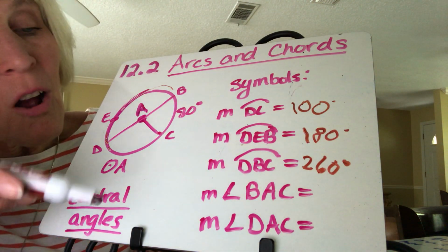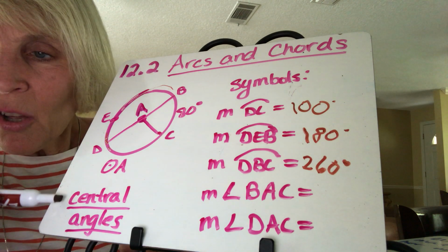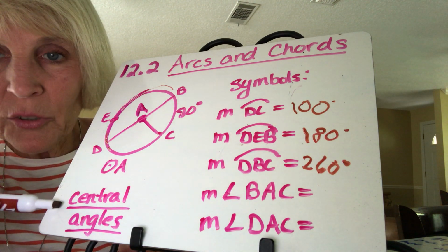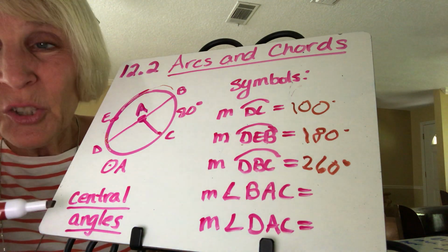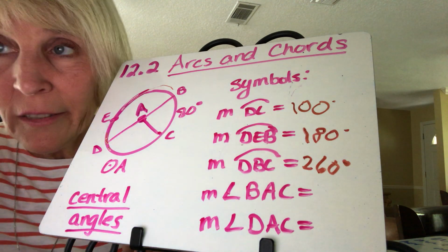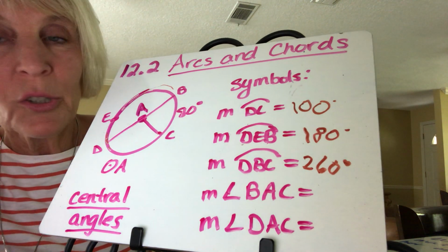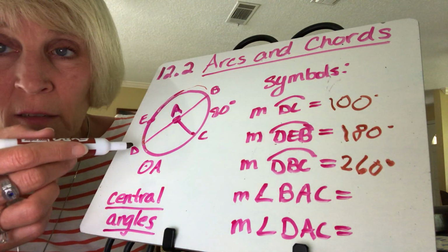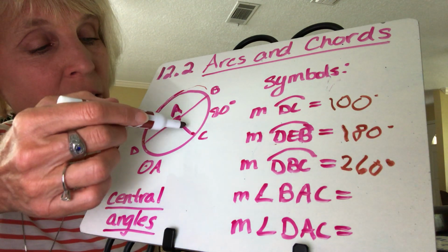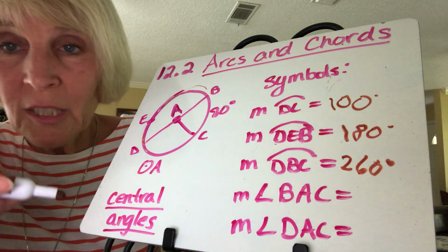Okay, and then we look at our angles. These are called central angles. And again, we'll look at that as a vocab word in just a minute. But a central angle is really quite easy because guess where its vertex is? The center of the circle. So angle CAD would be a central angle, and angle CAB would be a central angle.